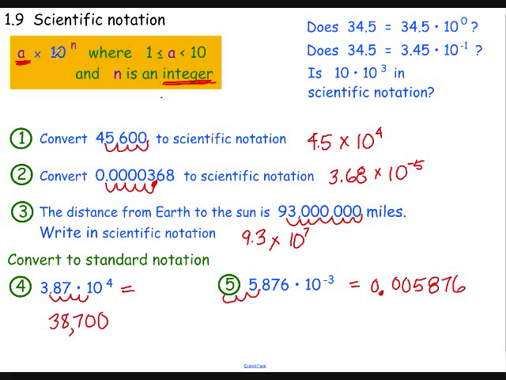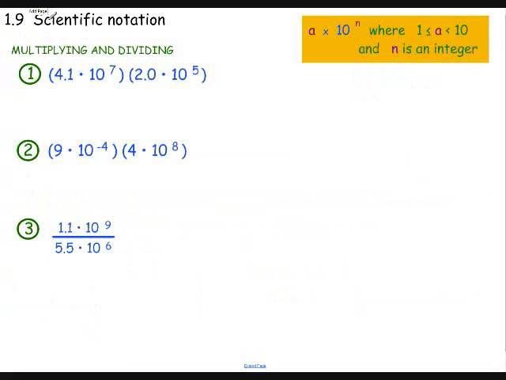Scientific notation. Your base is always 10. Your multiplier is going to be some number between 1 and 10, not including 10. Scientific notation. It is much easier to write something in scientific notation.